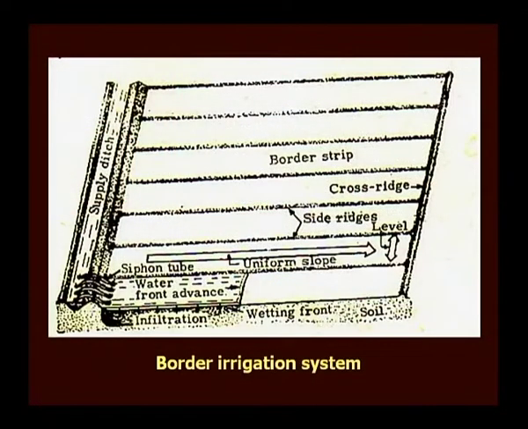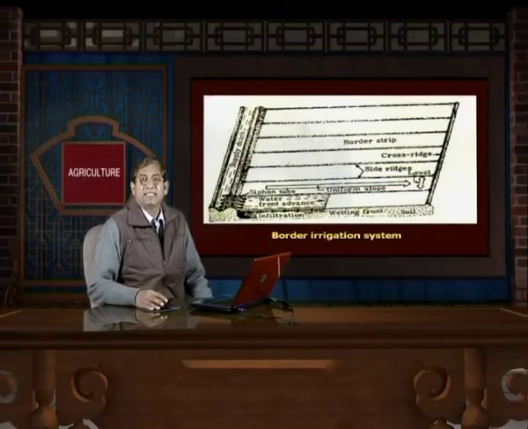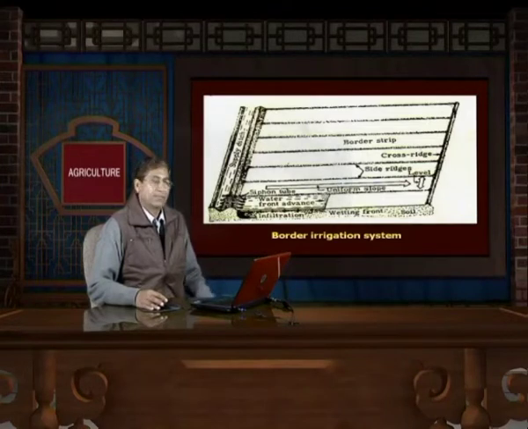This view shows the border irrigation. In this, the stream is opened at the head of the border and a uniform sheet of water flows throughout the border, and when the water flow reaches 80% or 90% of the border length, then the next border is opened.